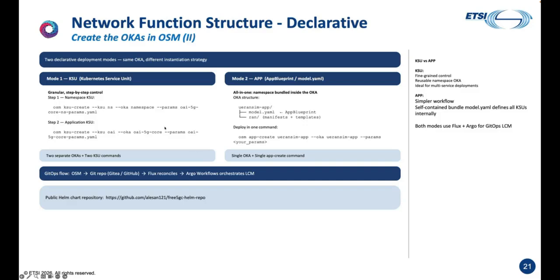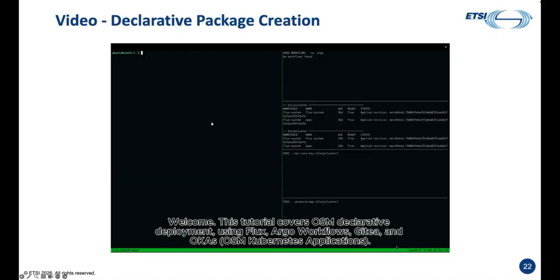So this is two declarative deployment modes. You can do that also for the run component. And basically what is going to happen is that you are going to create a commit, a push, and everything is going to be synchronized in the source of truth. So the source of truth is going to have the same things that are deployed on the infrastructure side. This is a full GitOps methodology that is implemented in OSM. So this is the way that you can create this.